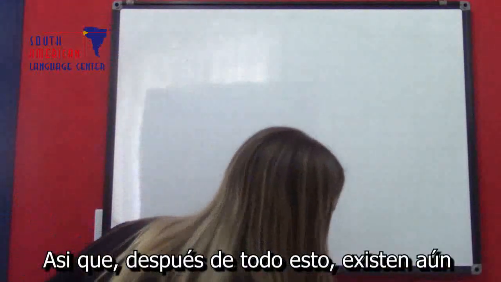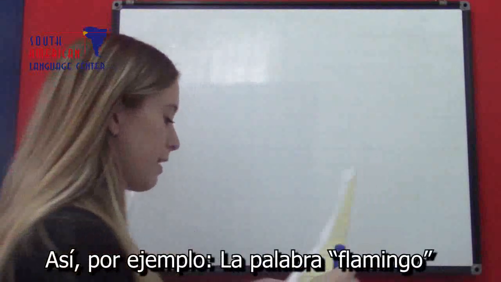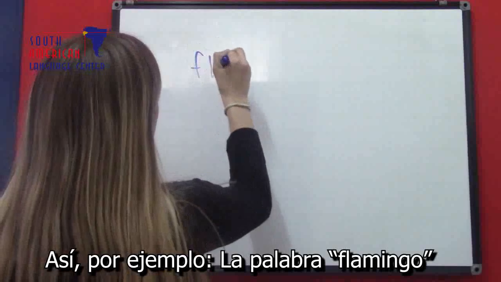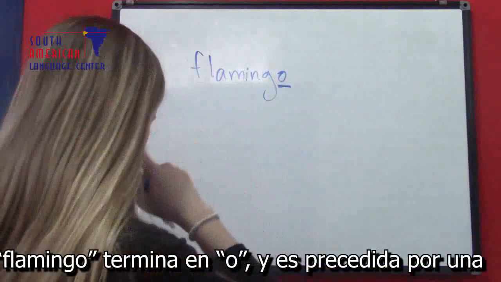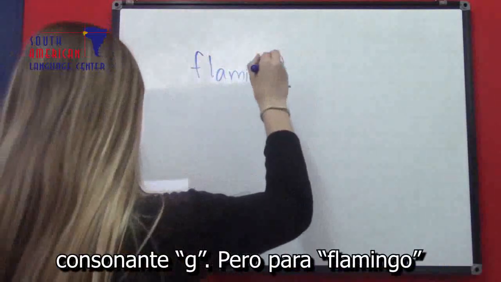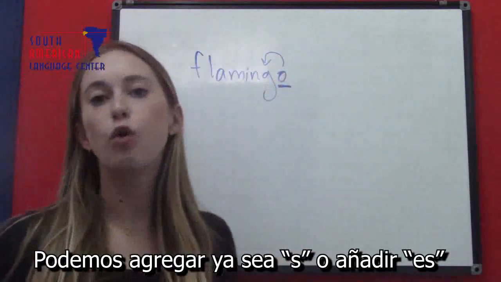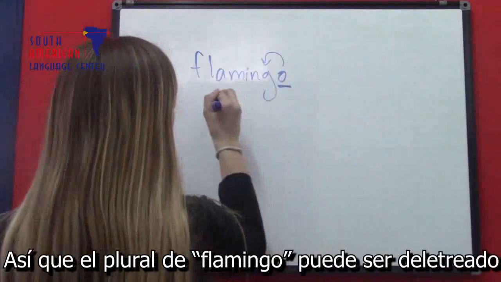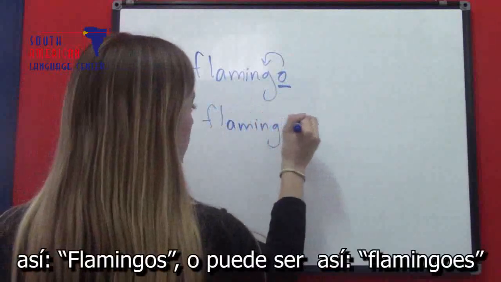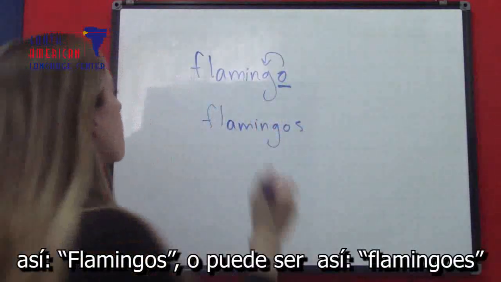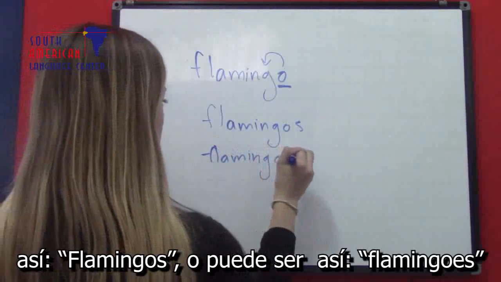So after all of this, there are still a few words where you could do either one. So, for example, the word flamingo. Flamingo ends in O, is preceded by a consonant, G. But for flamingo, we can either add an S or add an ES. So the plural of flamingo can be spelled like this, or it can be spelled like this.